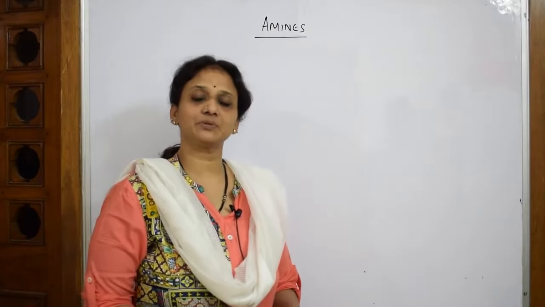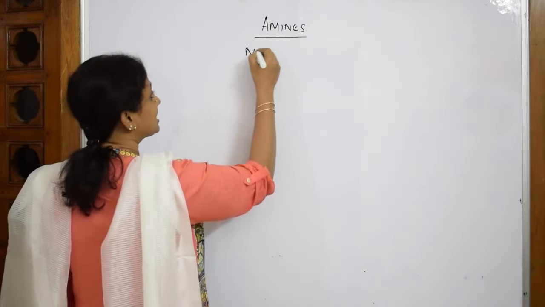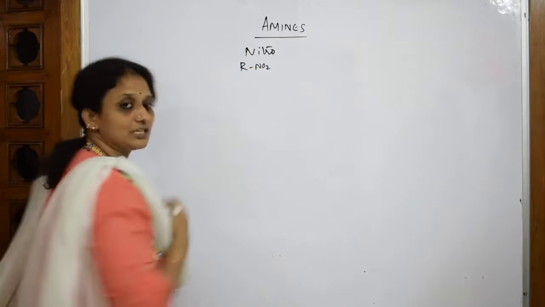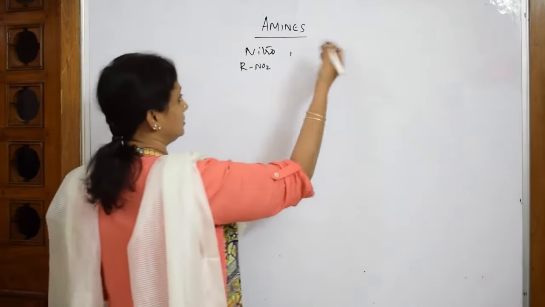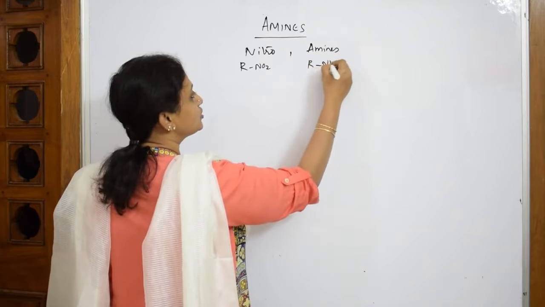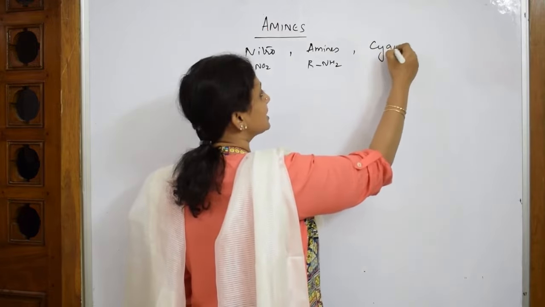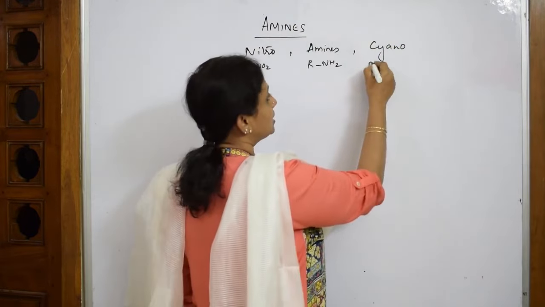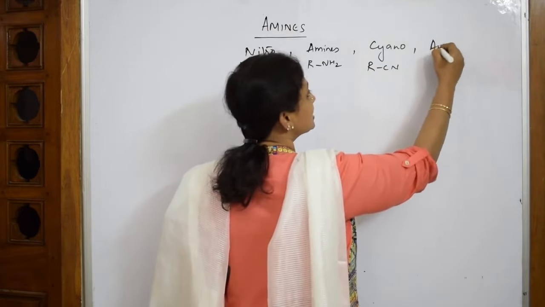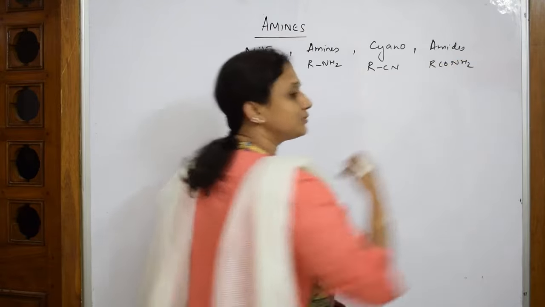Now here in this chapter, for your prescribed syllabus in amines, we are going to study different compounds like nitro compounds. So it is RNO2, an alkyl group with nitro. We are also going to study compounds like amines. In that, RNH2 is an amine. Apart from amines, we are also going to study cyano compounds, RCN. With that, we are also going to study compounds like amides, RCONH2. So these are the different compounds.